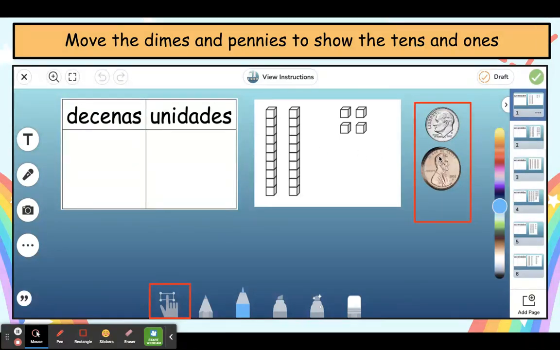Now, I do want to remind you that one dime is worth 10 cents. Okay, so it's almost like a stick, like a group of 10. And one penny is equal to 1 cent. So it's almost like one loose one.